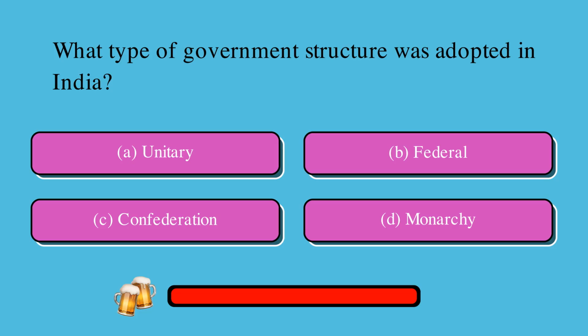What type of government structure was adopted in India? Is it A, unitary, B, federal, C, confederation, or D, monarchy? The correct answer is B, federal.